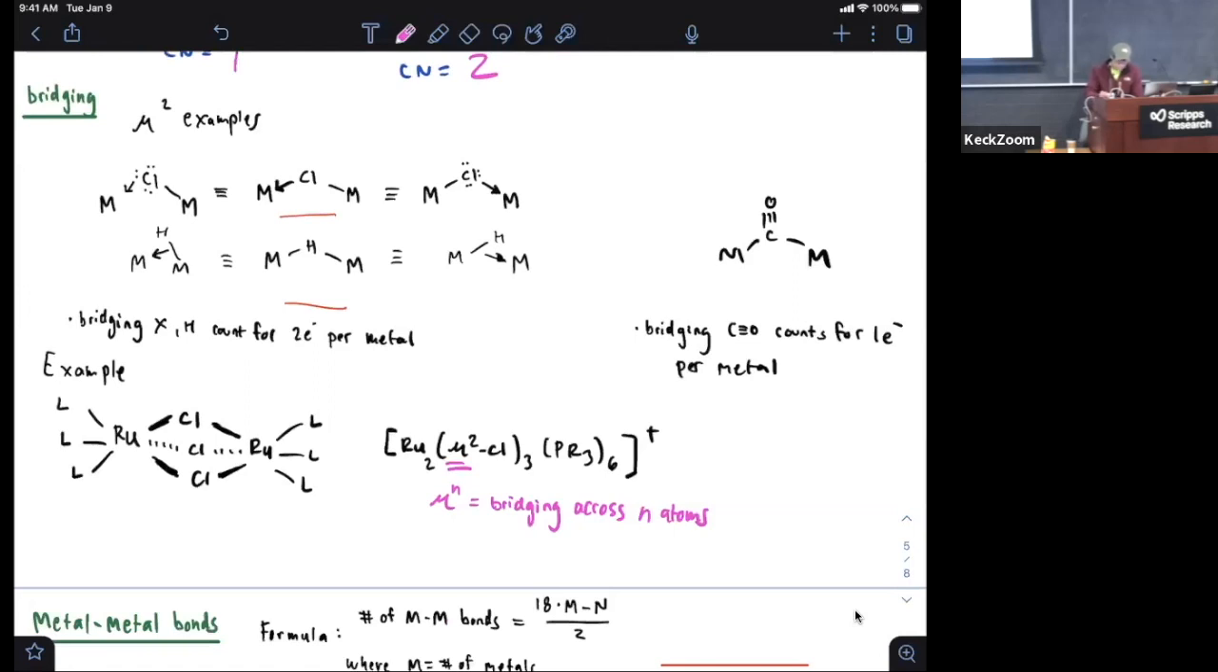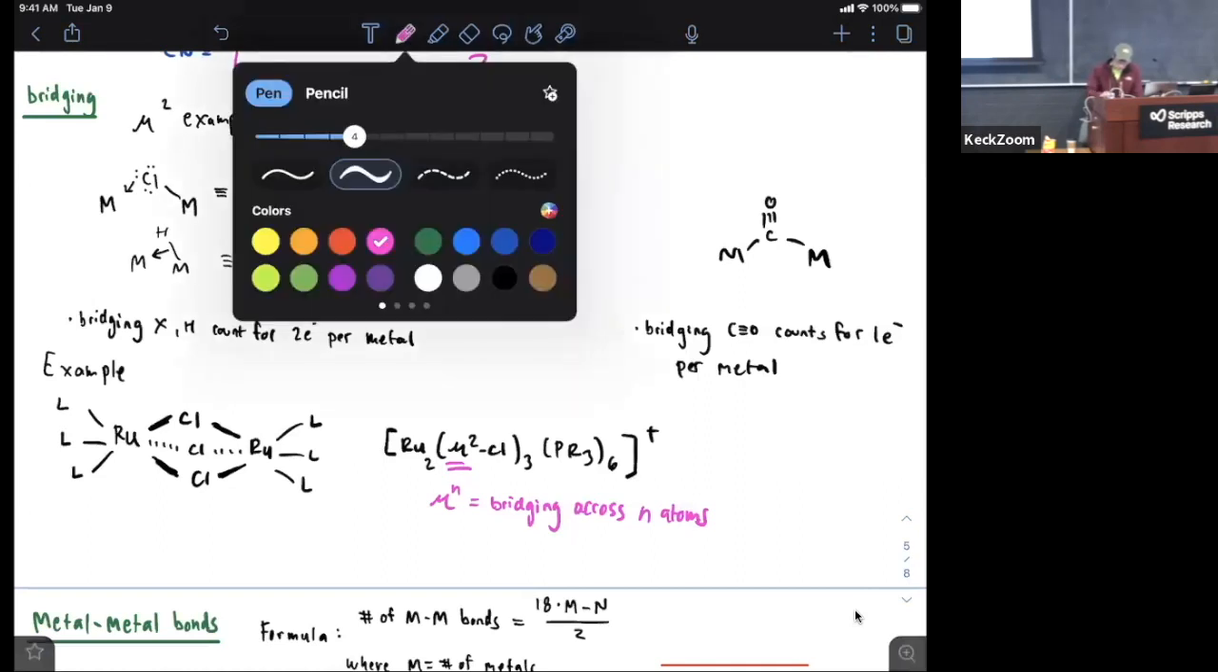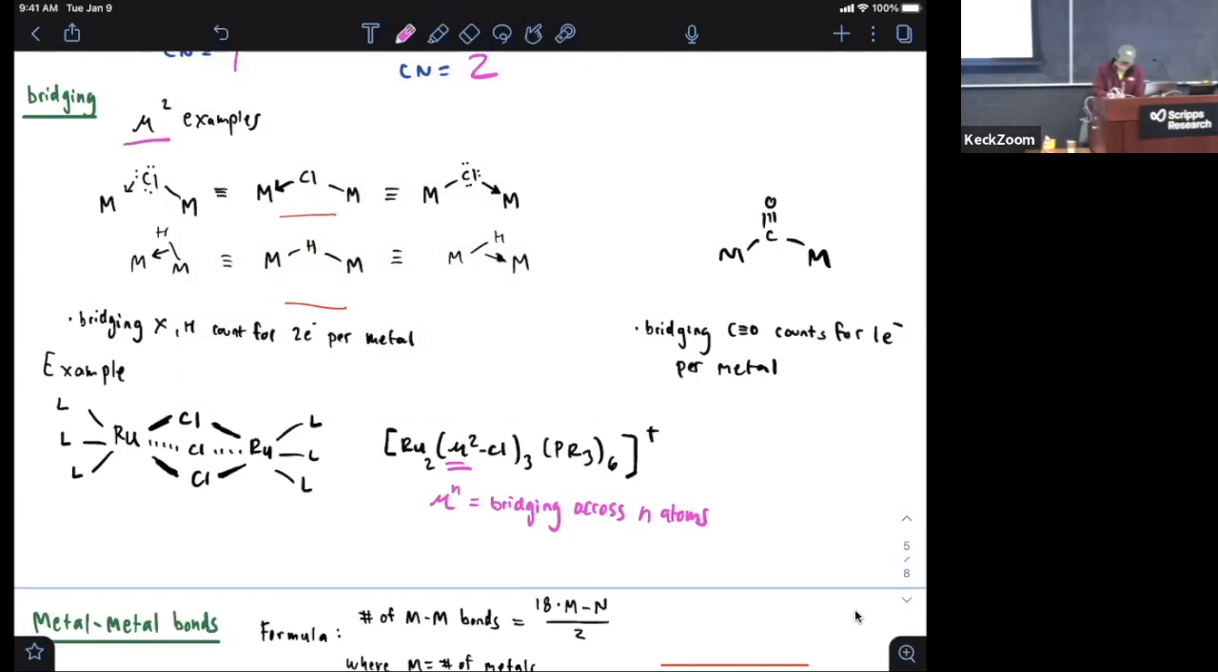So let's talk about bridging. This is a phenomenon that's exhibited by several different classes of ligands, notably halides, alkoxides, hydrides, as well as carbonyl compounds, to name just a few. And we talked about this nomenclature of bridging before, the mu Greek letter, and then the number that's in superscript denotes the number of metals bridged by that ligand. So let's first consider the case of chloride as a bridging ligand.